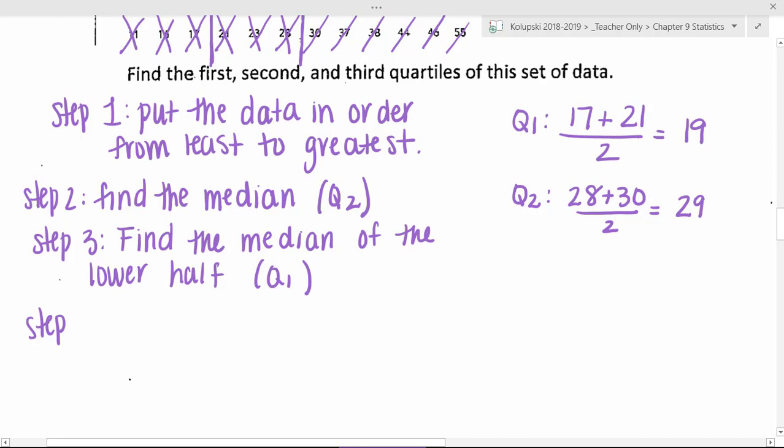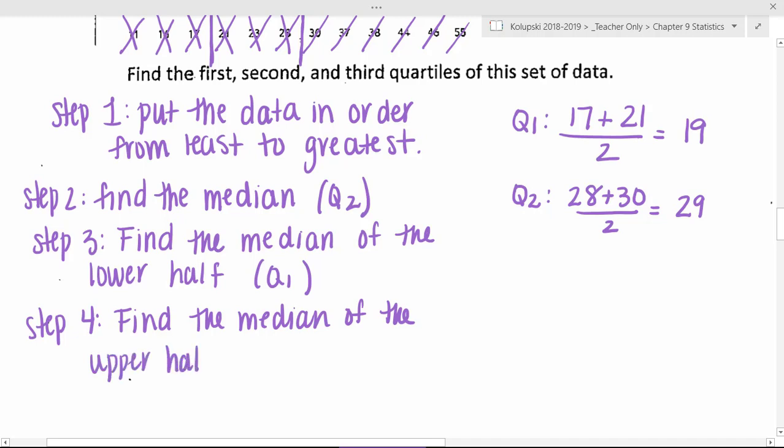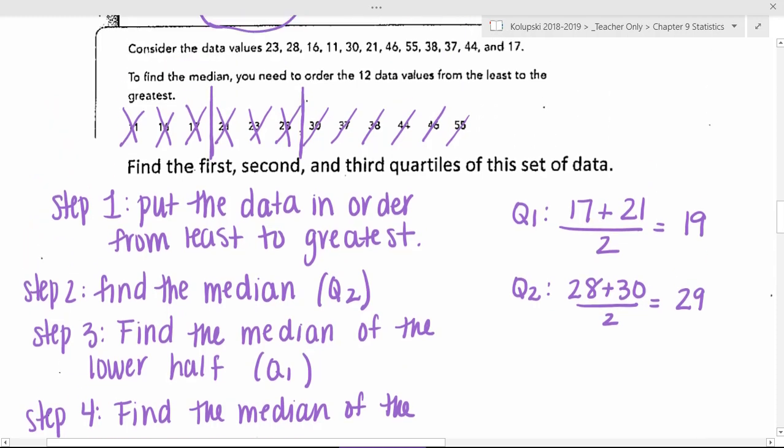My final step is to find the median of the upper half now. And we call this quartile 3. So now these upper half, these higher numbers, I'm going to ping pong again, and I'm going to do my diagonals in the opposite direction again. So least to greatest, least to greatest, least to greatest. So I'm going to put my value right there.